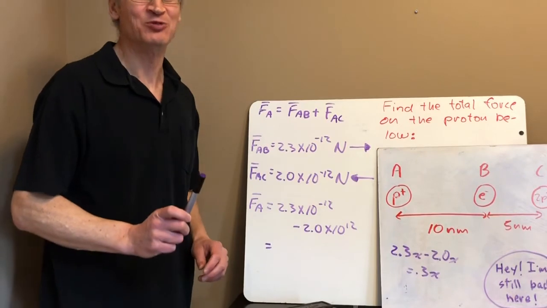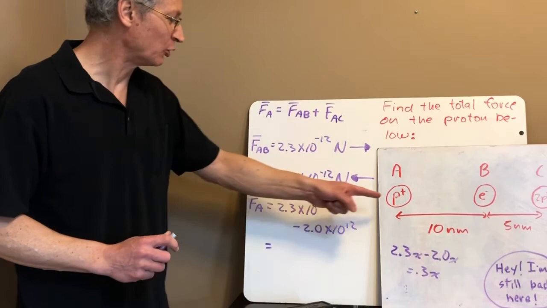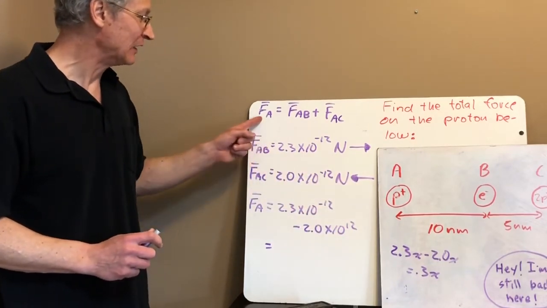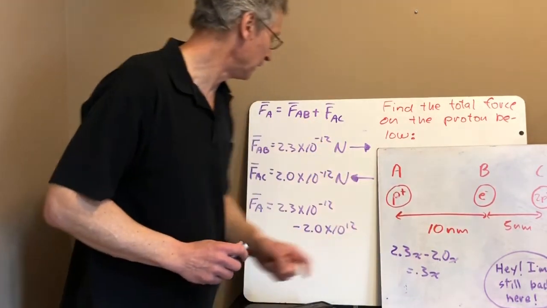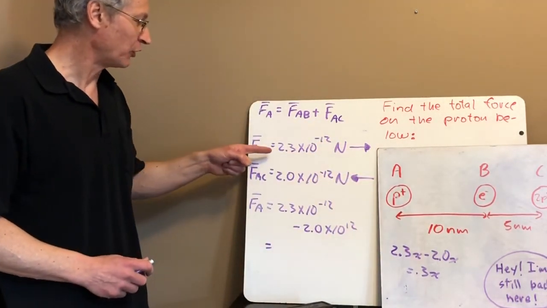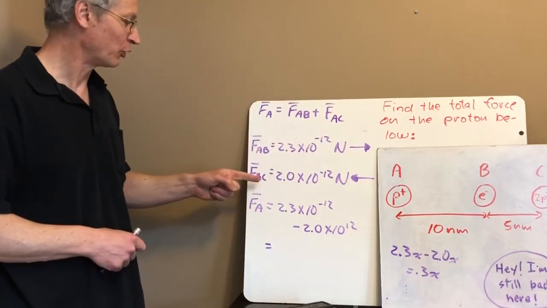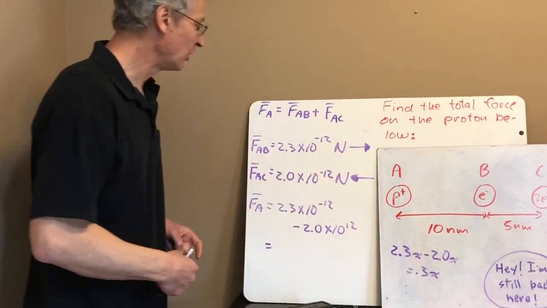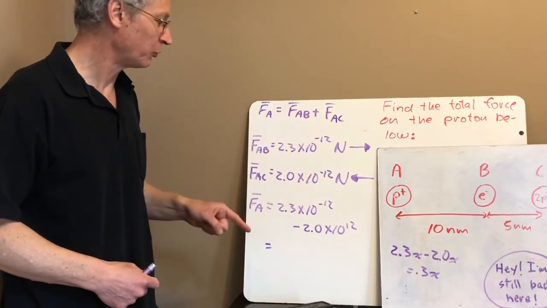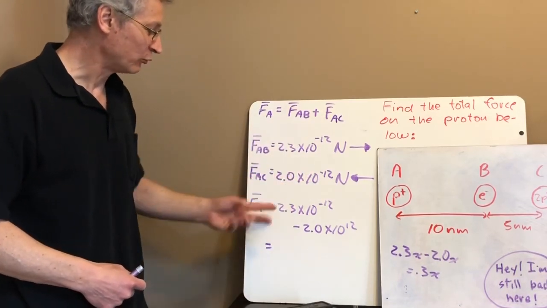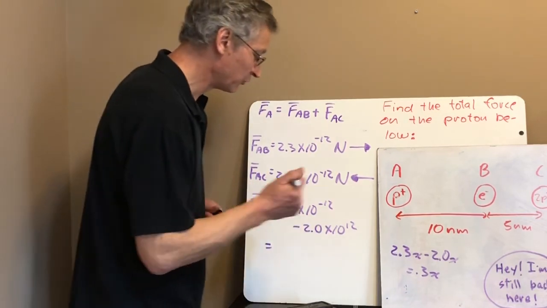We are just about ready to nail down the answer to this example. Remember, the total force on A is the force on A due to B plus the force on A due to C. And we figured out the force on A due to B, it's going in that direction. We figured out the force on A due to C, it's in the opposite direction. So when we add these two things together, well, let's just call this one here negative and add it. 2.3 times 10 to the minus 12 minus 2 times 10 to the minus 12.